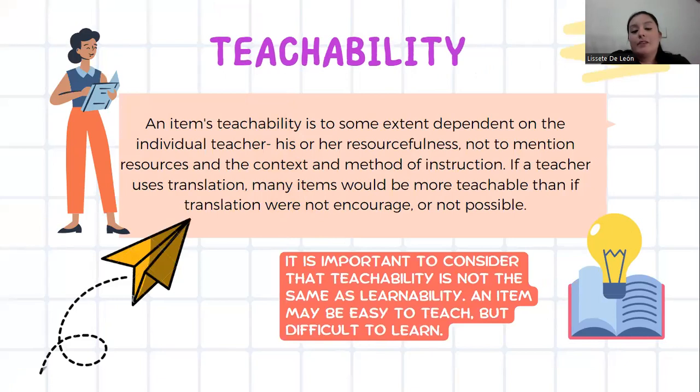We have the last important term, teachability. An item's teachability is to some extent dependent on the individual teacher, his or her resourcefulness, not to mention resources, and the context and method of instruction. If a teacher uses translation, many items will be more teachable than if translation were not encouraged or not possible. It is important to consider that teachability is not the same as learnability. An item may be easy to teach, but difficult to learn.